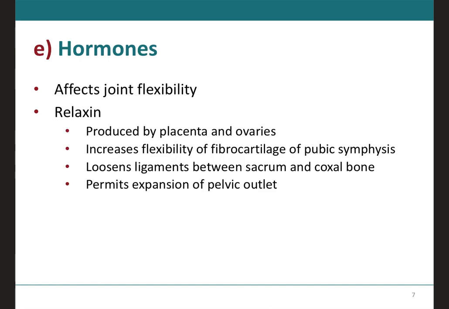Joint flexibility may also be affected by hormones. For example, the hormone relaxin, which is produced by the placenta and by the ovaries, will increase the flexibility of the fibrocartilage of the pubic symphysis, and this will loosen the ligaments between the sacrum and the hip bone toward the end of pregnancy. This is important because these changes will permit the expansion of the pelvic outlet, which will assist in the delivery of the baby. So it will widen the coxal bone or the pelvic girdle, and this will facilitate the delivery of the baby.